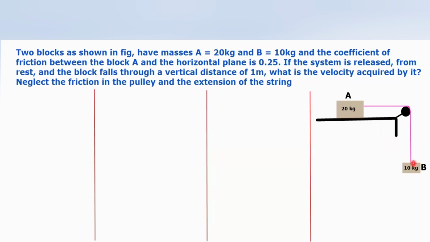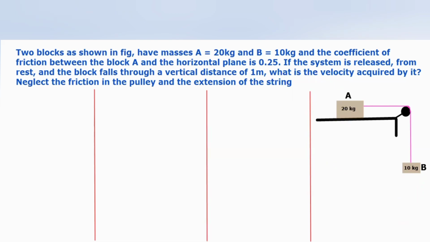As usual, we will consider the free body diagram of A and the free body diagram of B, then the forces acting on A and B separately. Then we will form two equations. By solving the two equations, we will get the tension and acceleration. By using the acceleration, we will calculate, for a vertical distance of 1 meter from this position, what velocity it will get. That we are going to calculate.